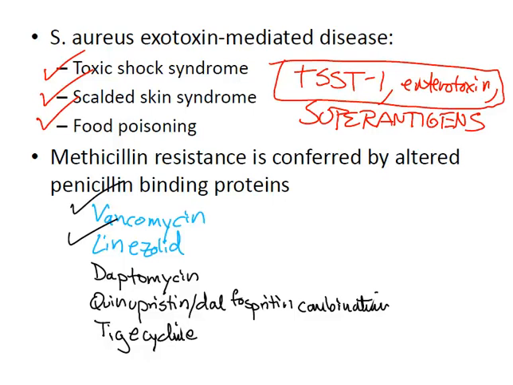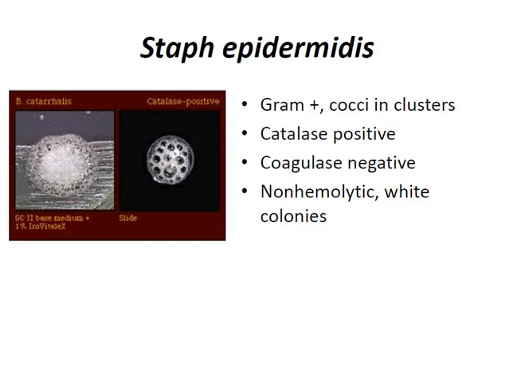So moving right along, Staph epidermidis. Staph epidermidis is a gram-positive cocci in clusters. He is catalase positive. All staphylococci make catalase, but he is coagulase negative versus who is coagulase positive? Staph aureus. He is non-hemolytic and he forms white colonies, originally named Staphylococcus albus because albus means white. So he is novobiocin sensitive.